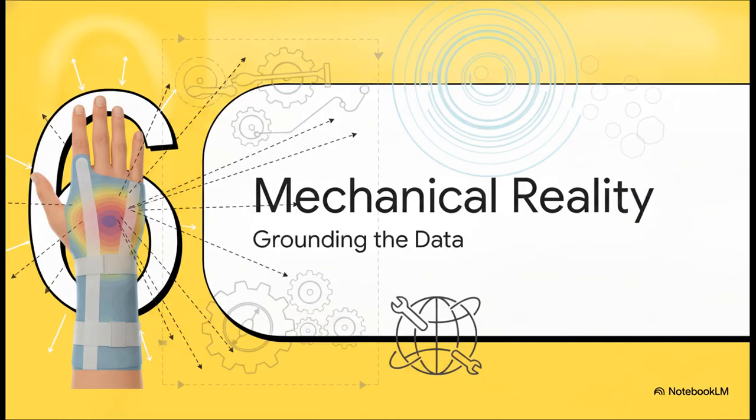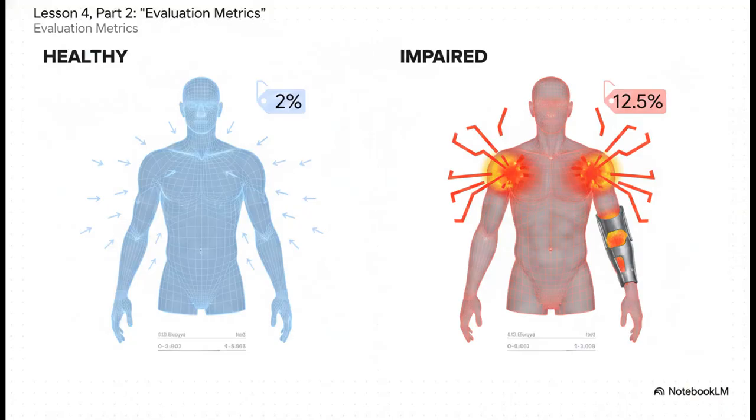Next up, grounding the data, mechanical reality. Okay, now that we have a solid grasp on the algorithms evaluating our devices, we really have to ask, how do we actually define the baseline mechanical ground truth that feeds into these algorithms? I mean, what physical forces are these splints and prostheses actually dealing with out in the real world?